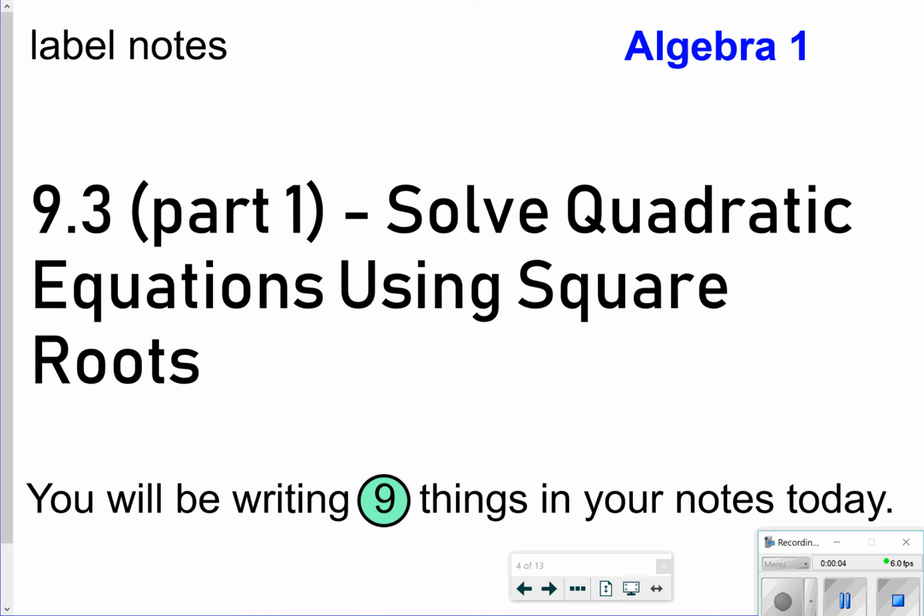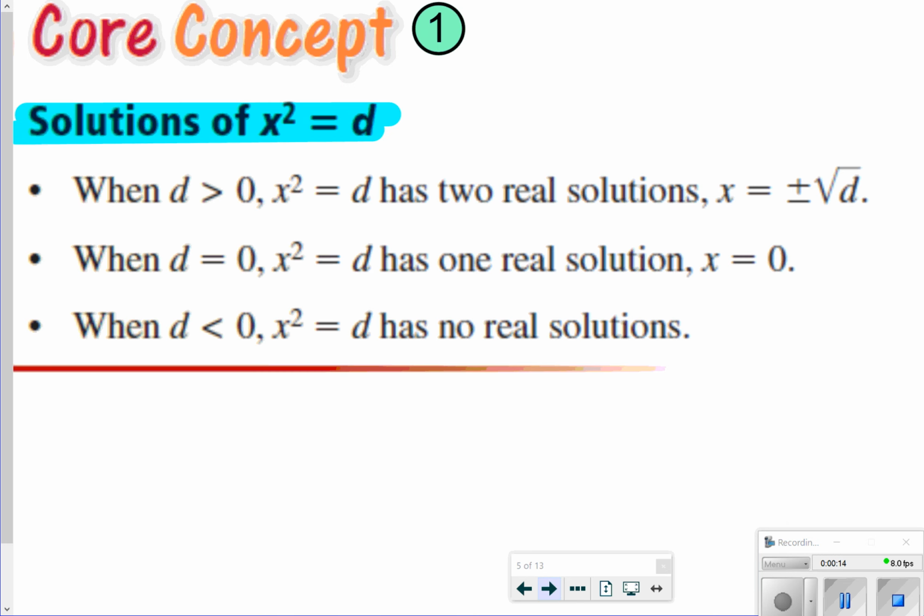Today we're going to be looking at Lesson 9.3, Part 1, Solving Quadratic Equations Using Square Roots. Today we're going to be looking for 9 things in our notes, so let's go ahead and get started. The first thing we're going to look at is what happens when we're solving for a square root. So if we're looking at the equation x squared is equal to d, we're just going to figure out how many solutions are actually possible.